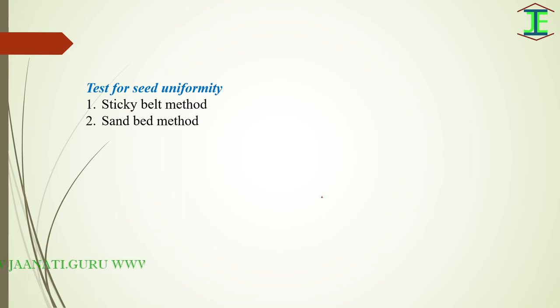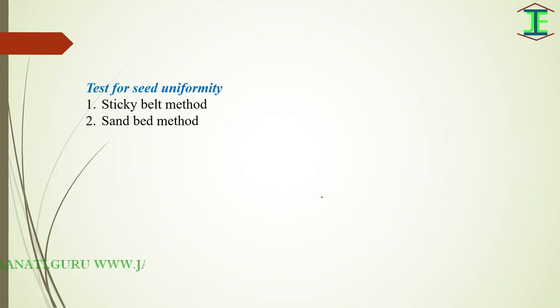the spacing between the two seeds, and we can know whether that drill is working properly or not. Is it placing the seed or not, and at correct spacing, is it placing or not. We'll test the seed drill, and we should do this method at least 10 times for proper seed rate.